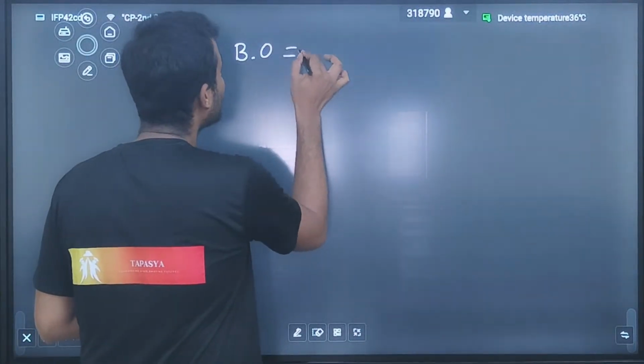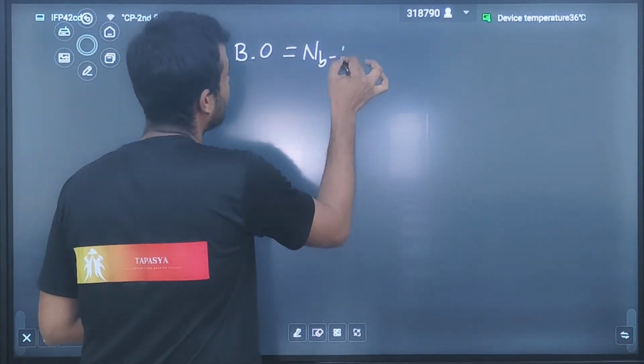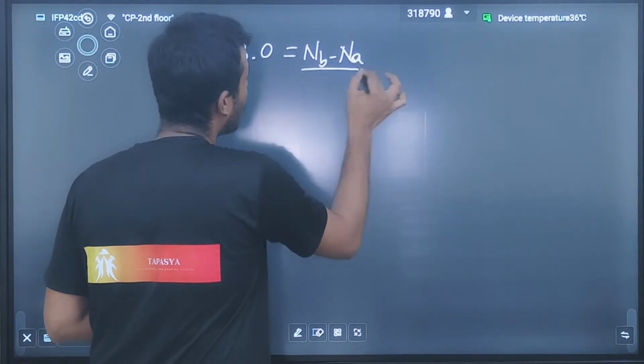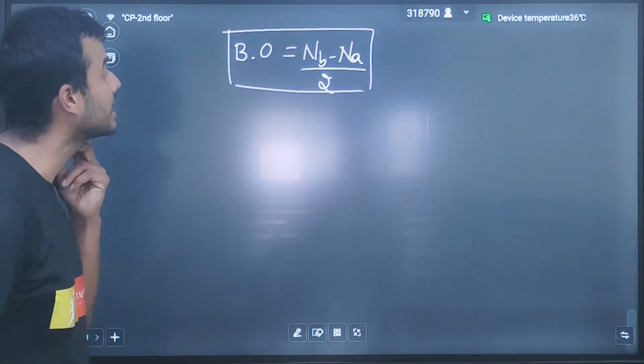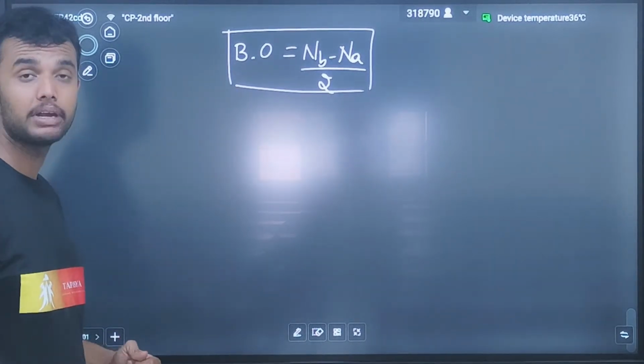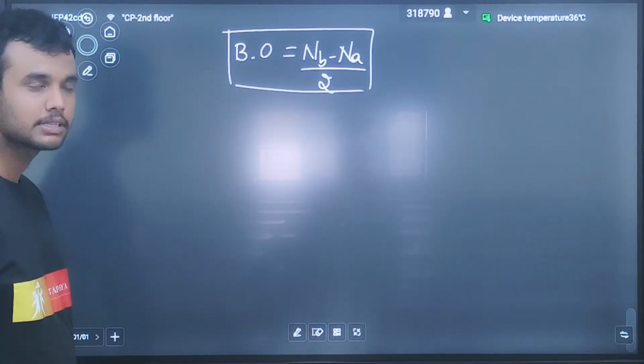It is found by using the formula Nb minus Nd divided by 2. This actual bond order you can find out by using this formula. Bond order is given by Nb minus Nd divided by 2. This is another very important bond parameter, my dear students.